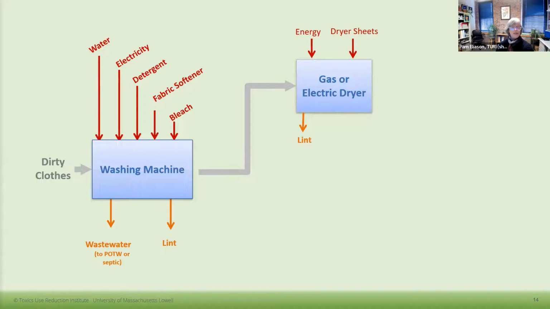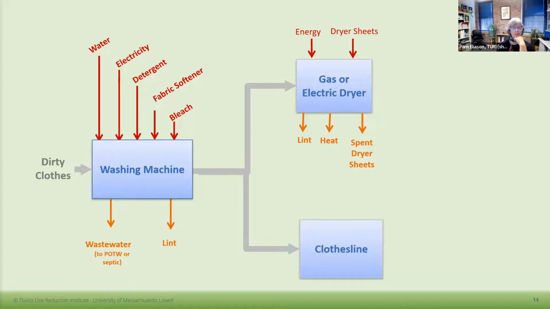And then you're also going to have wastes. Definitely, here's where we see lint, but we also see heat coming off, and then whatever spent material you may be adding if you're doing that. So lots of inputs and outputs, and there is an alternative, right? Instead of using a gas or electric dryer, you could be using a clothesline. And here we have inputs as well, and that would be sun and wind. And maybe you could also include labor if you felt that was important.